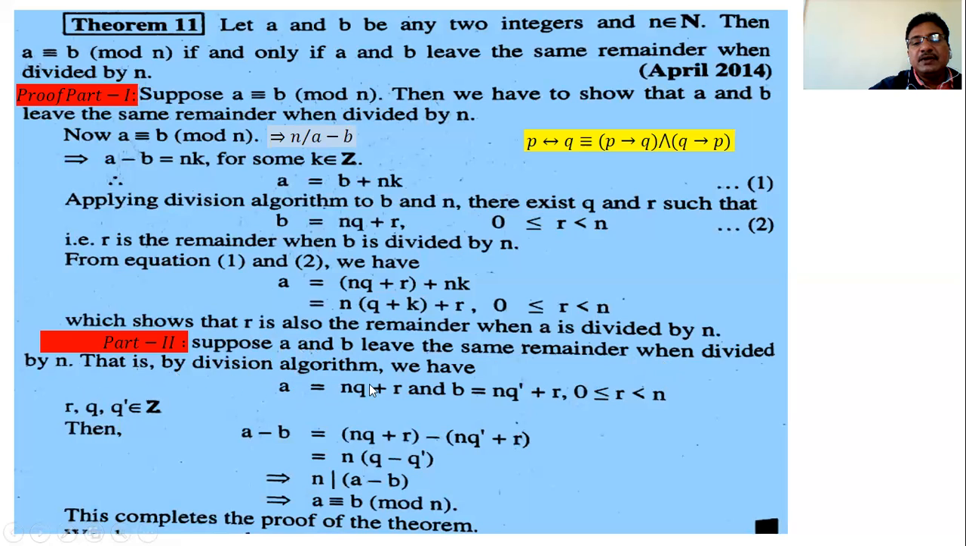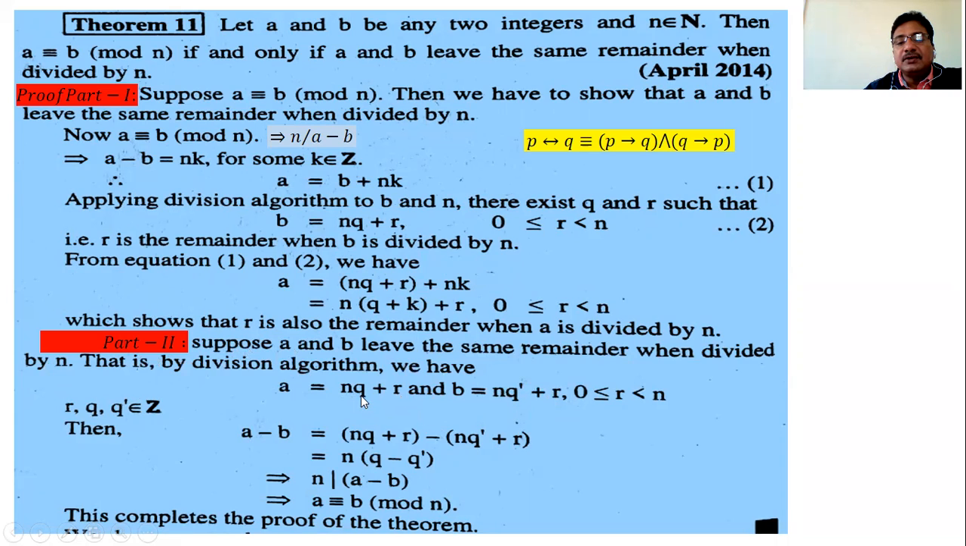That is, A is equal to nq plus R and B is equal to nq dash plus R. What is the indication of these two statements? A is equal to nq plus R means q is the quotient if A is divided by n and R is the remainder. And B is equal to nq dash plus R means, if you divide B by n, then q dash is the quotient and R is the remainder. Why is the remainder R in both? Because A and B leave the same remainder when divided by n. So by using this statement, if we divide A by n, we have the remainder R. If we divide B by n, then we have also the remainder R.